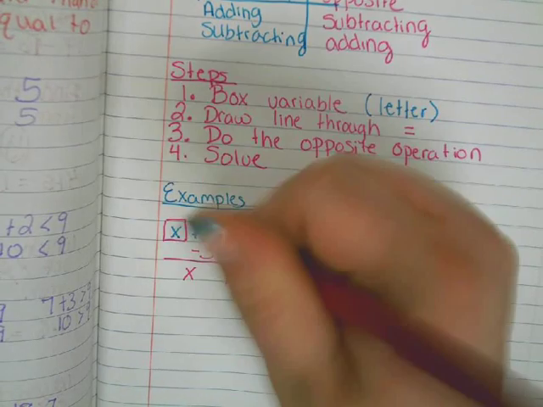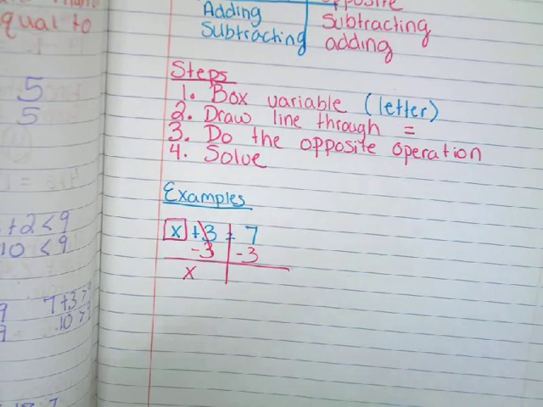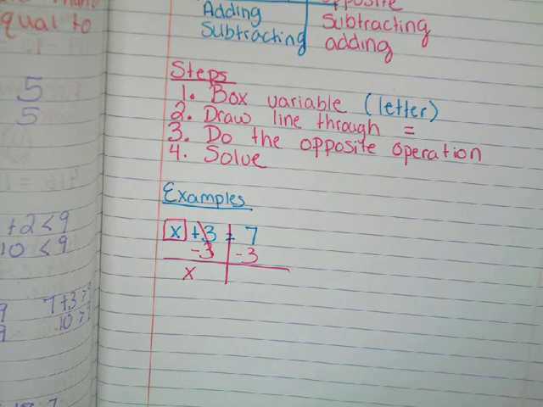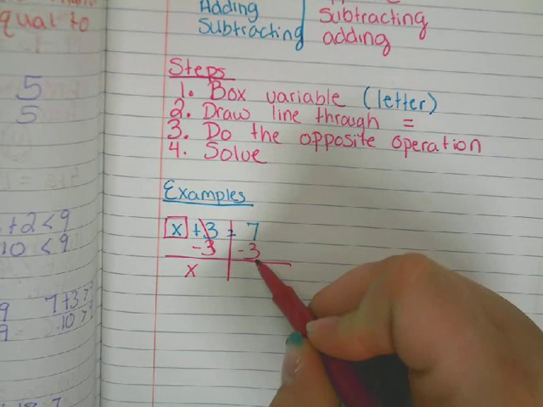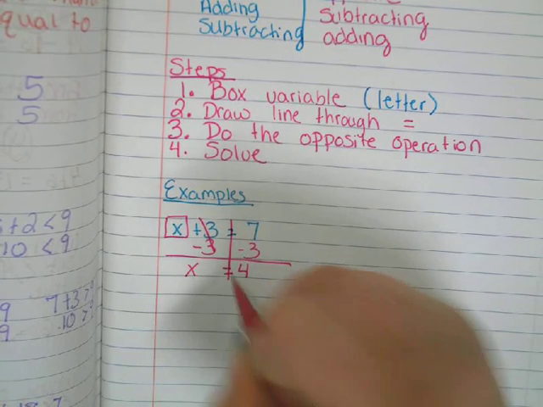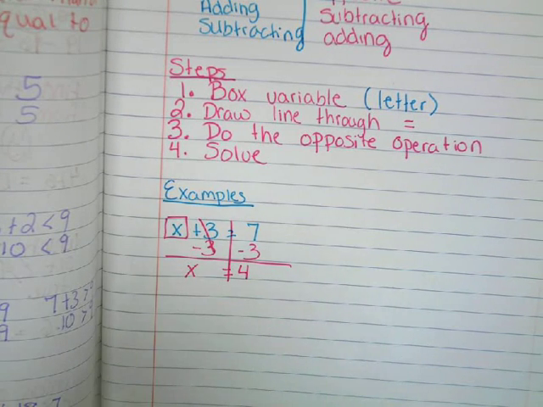That's going to cross out. If you have $3, but I'm taking $3 from you, you have nothing. 7 minus 3 is 4. So I should get x is equal to 4. Okay?